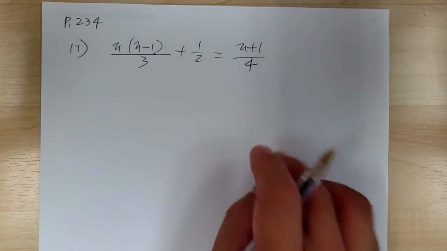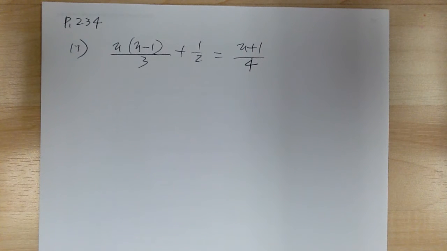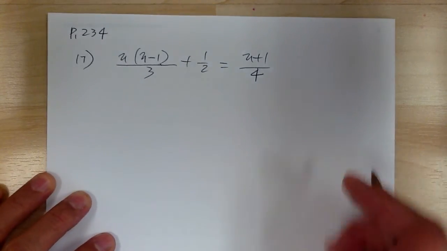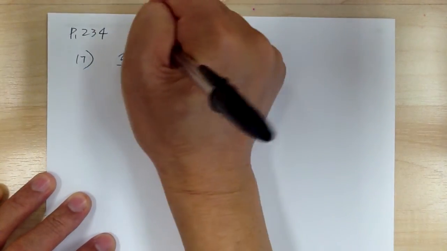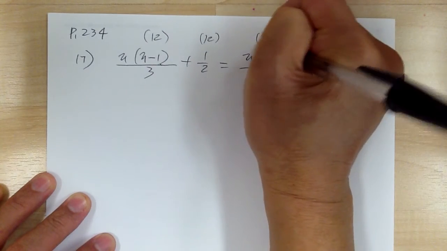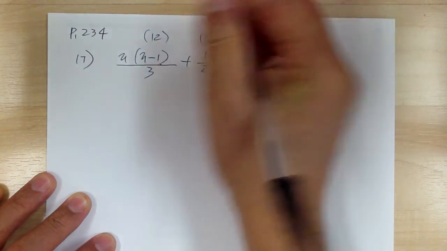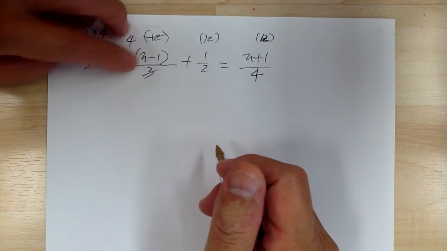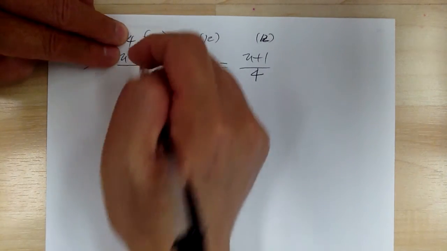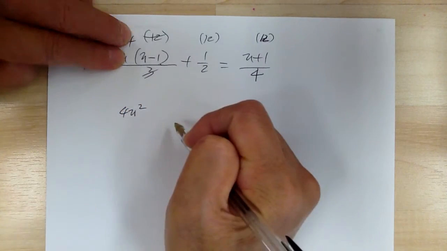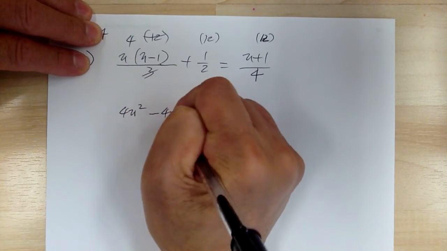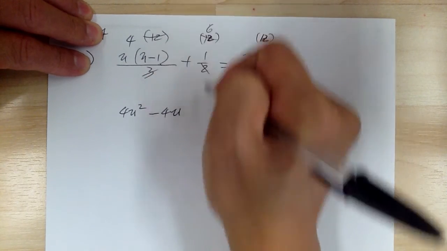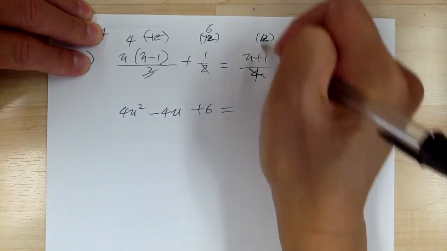So like this one, this is an expression, so you need to hang on to your LCD. But this is an equation. So with an equation, you don't have to hang on to your denominator. You can just multiply to get rid of the denominator. So LCD is 12. So multiply by 12. So cancel. When you multiply, think of this as 4u times the (u minus 1). So 4u times u gives you 4u squared. 4u times minus 1 gives you minus 4u. This one you cancel. So plus 6 equal to, cancel, you get 3.